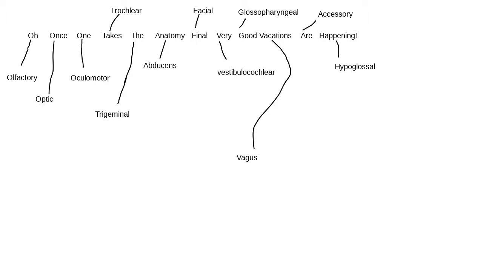So if this helps you to remember at least the first letter of their names, I know we've got lots of repeats, right? But if you can at least remember the first letter, and then maybe we can pair that with functions, maybe that'll help you to remember the order of the cranial nerves. So: Oh, once one takes the anatomy final, very good vacations are happening.